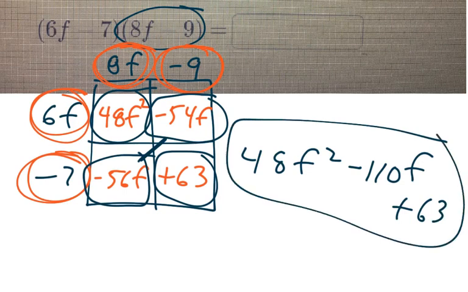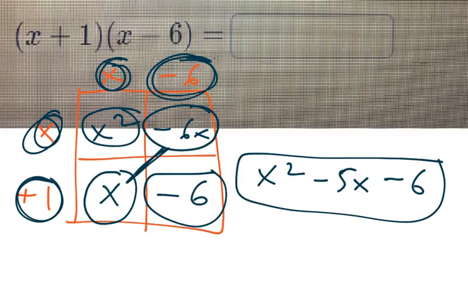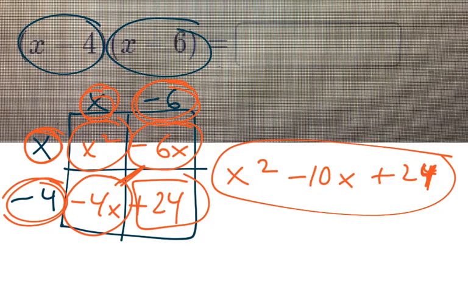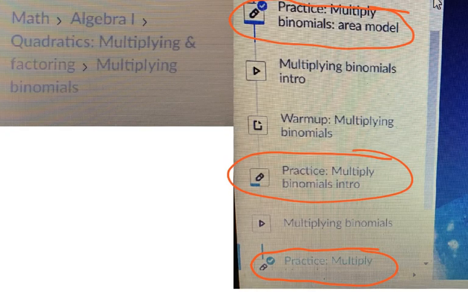Okay, guys. So that was a nice, thorough lesson on multiplying binomials using the area model to help us out. If you can do it without the area model, guys, more power to you. But there's no reason why all IM2 and IM3 students can't do all three of those practice sets very well.